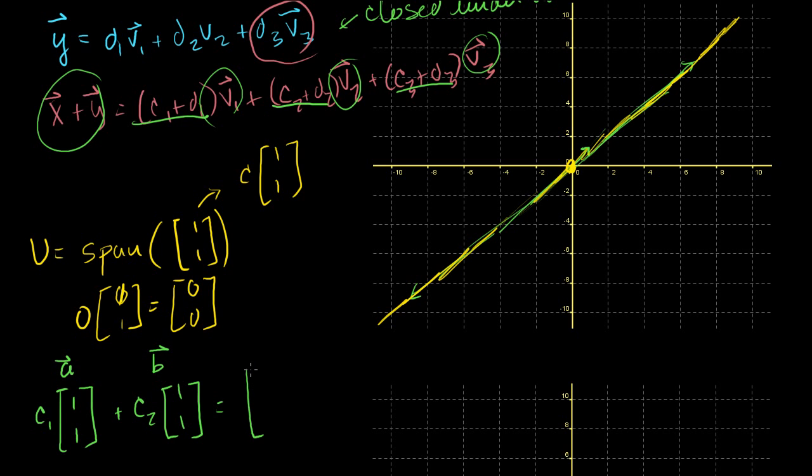And so what is this going to be equal to? Let me get a little more space. This is going to be equal to C1 plus C2 times my vector. Right? This is almost trivially obvious. But clearly, this is in the span. It's just a scaled up version of this. And this is also going to be in the span of this vector, because this is just another scalar. We could call that C3.